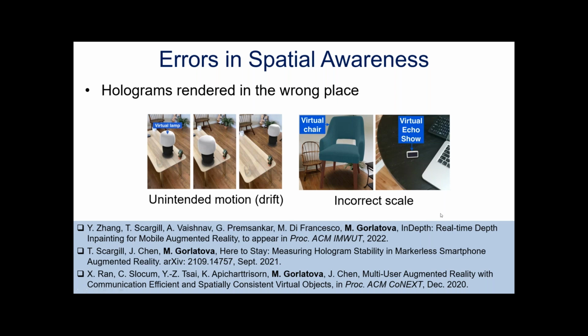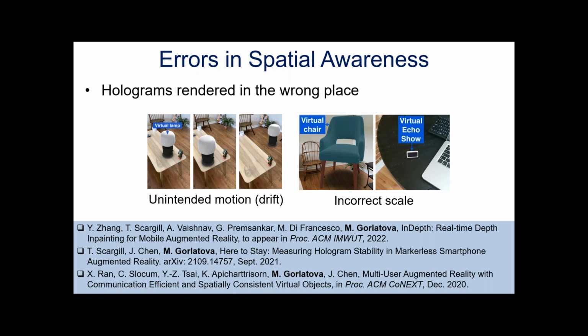And to the right of the screen, you see an example of holograms that are incorrectly scaled. So in the example on the left, the chair is supposed to be the size of the other chair, but ends up being gigantic. And in the example on the right, the Echo Show that's generated ends up being absolutely tiny. And this has to do with the correct understanding of the depth of the surface in comparison to the AR device. If we misjudge the distance between where we want to place the hologram and where we are, then we end up generating holograms that are of a completely wrong size, as you see here.